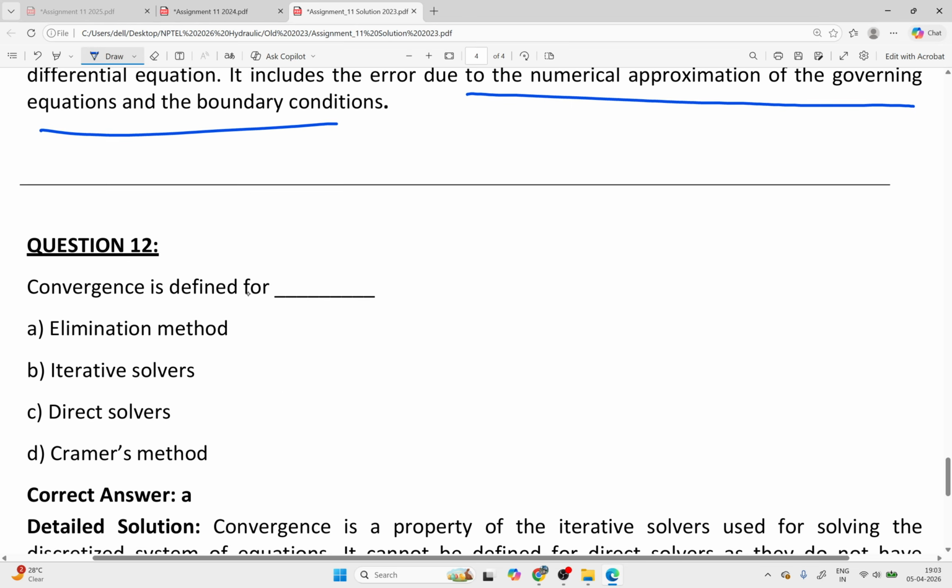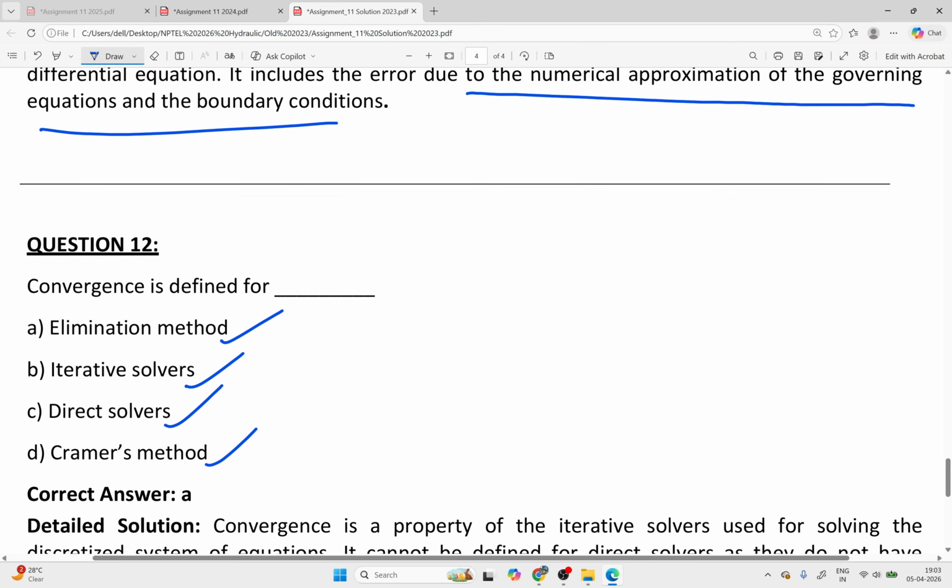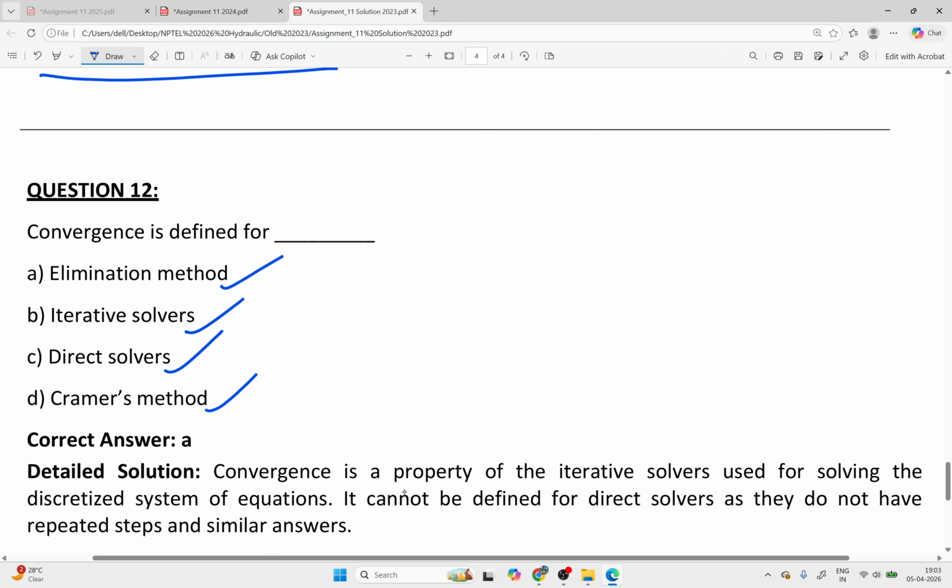Convergence is defined for: elimination method, iterative solver, direct solver, or another solver. So which option will be correct? Option A, the elimination method? No: the convergence is defined for the iterative method, not for the direct method. Convergence is a property of the iterative solver used for solving the discretized system of equations. It cannot be defined for a direct solver, as it does not have repeated steps and similar answers.